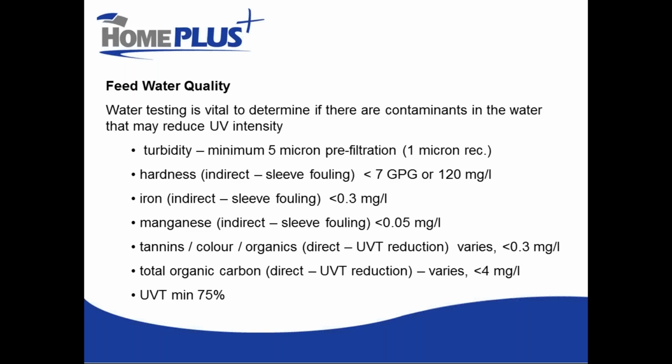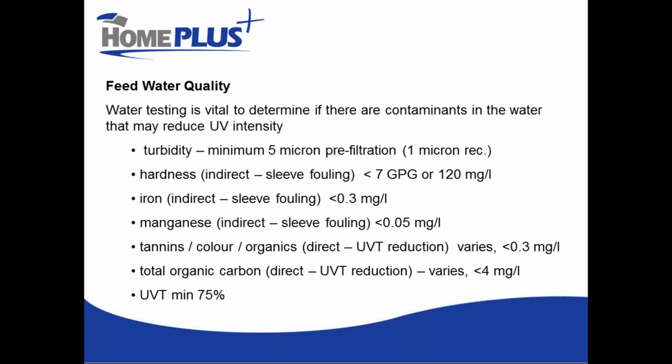Tannins and organics are not all created equally. They're relatively large classes of different molecules that all inhibit UV light to a different degree. So whereas our general rule says we want less than 4 milligrams per liter of total organic carbon, for certain types of organics, you would be able to exceed that. With others, you might be running into trouble a little bit lower. But that's a pretty good guideline that at 4 milligrams per liter, you're likely to start having some challenges.